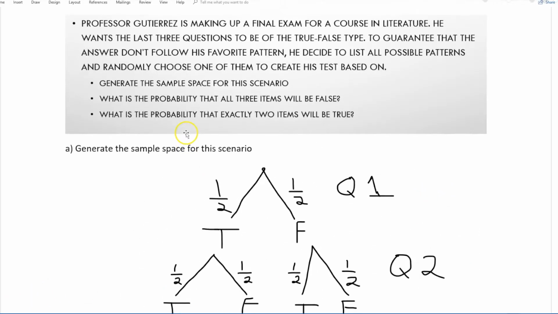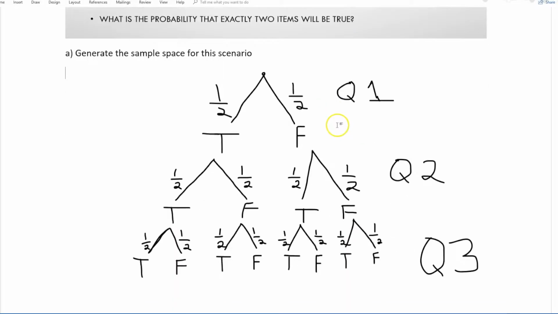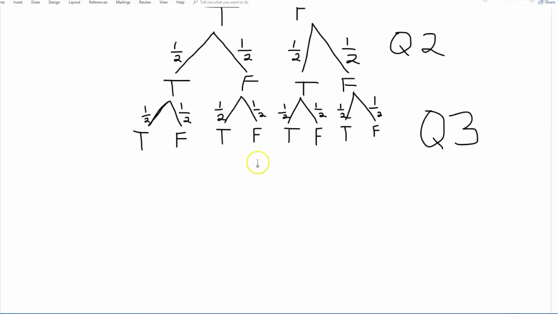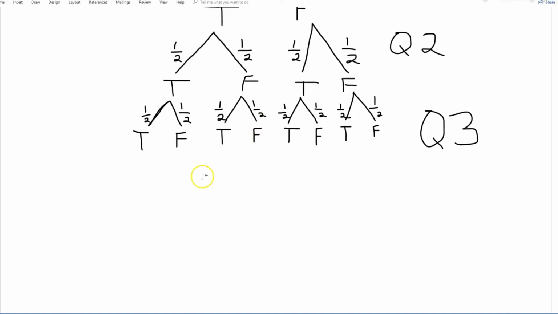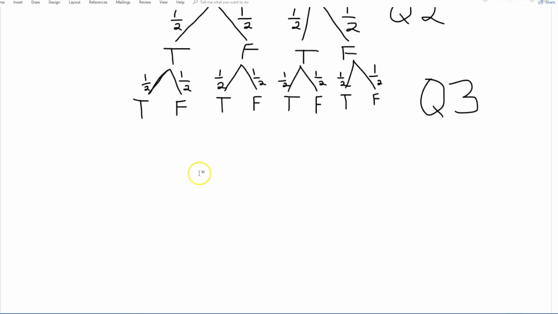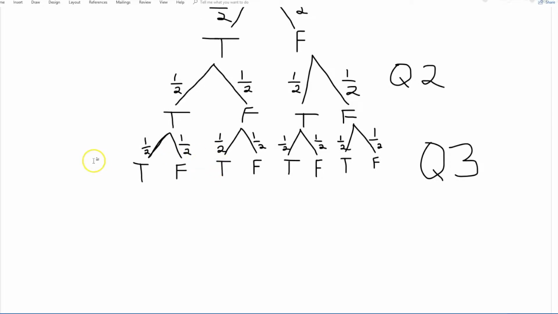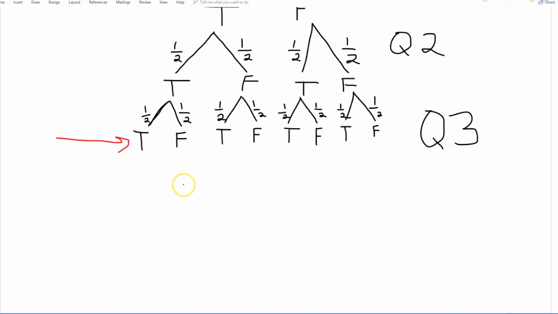Okay, so when we look here, we have some more questions. What's the probability that all 3 items will be false? What's the probability that exactly 2 items will be true? What we want to think about here is just in general going down this and figuring things out. The total number of outcomes is always just counting how many things occur in the last row. So how many things are there in that last row? 8. 1, 2, 3, 4, 5, 6, 7, 8. So there is 8 total things that could happen. So 8 possible outcomes.